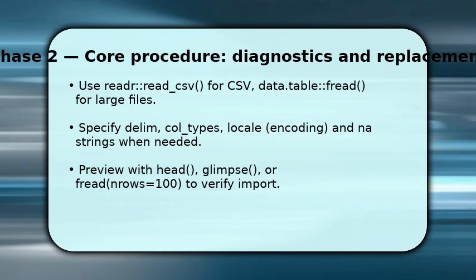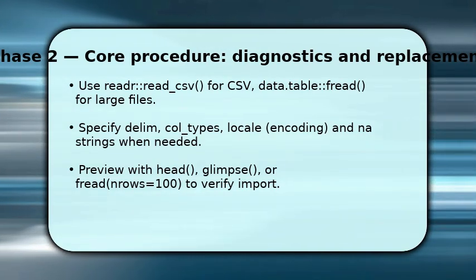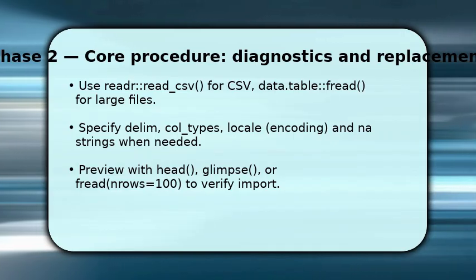Now you read the data. For typical CSVs, use readr::read_csv, and for big tables, use data.table::fread, because it's much faster. If you have Excel, use readxl::read_excel, and choose the right sheet. Specify delim, explicit col_types, and locale or encoding so characters import correctly.